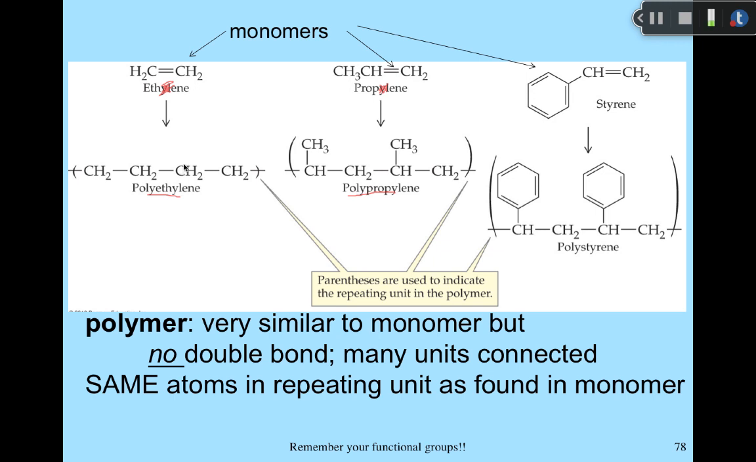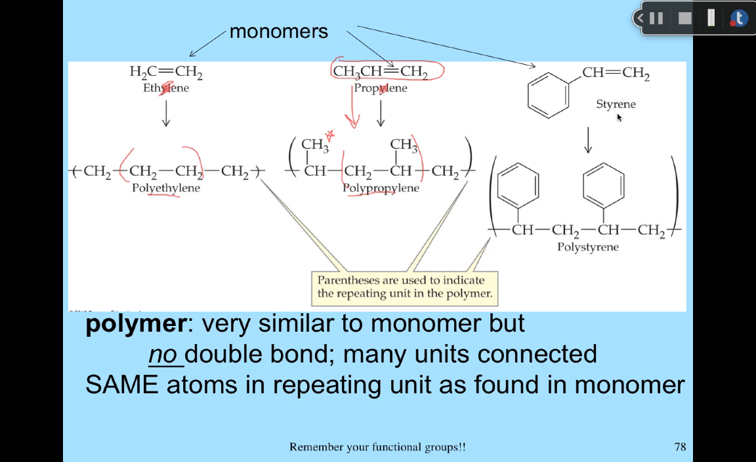Polyethylene is pretty simple looking, like a lot of long chain hydrocarbon. Polypropylene is very similar, except that it's got an extra methyl group off to the side. Again, all the atoms of the monomer show up in the polymer. It's just that there are no more double bonds in them. And so the repeating unit in the polymer looks like the monomer itself, lacking the double bond.